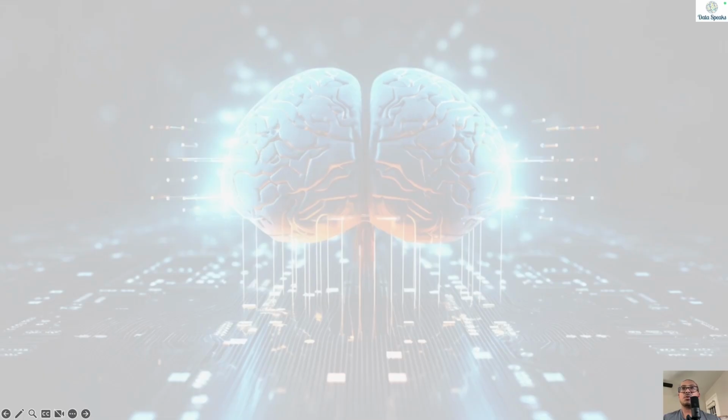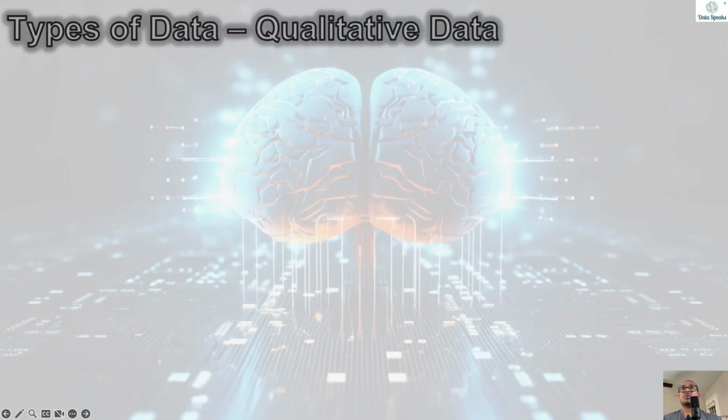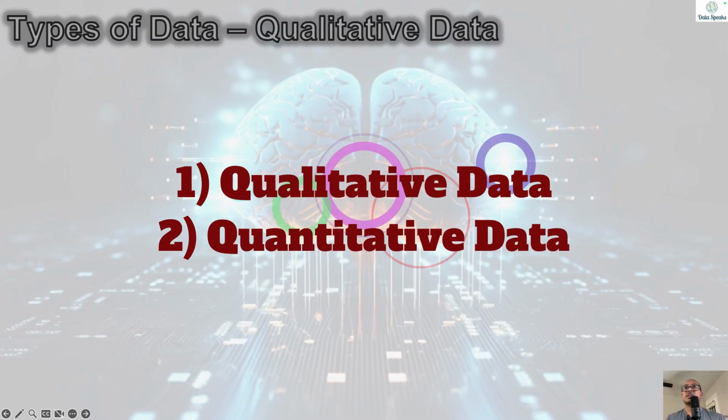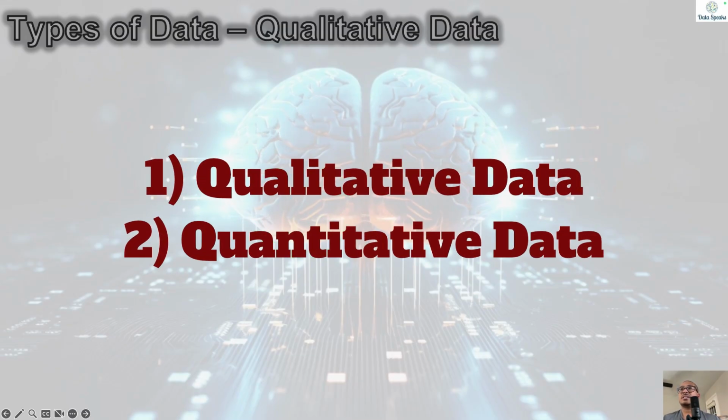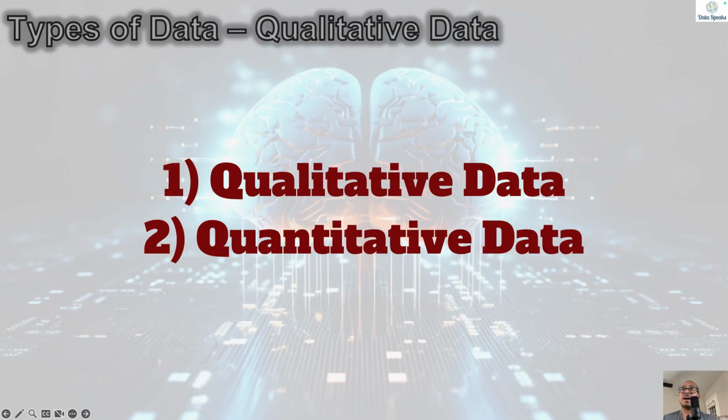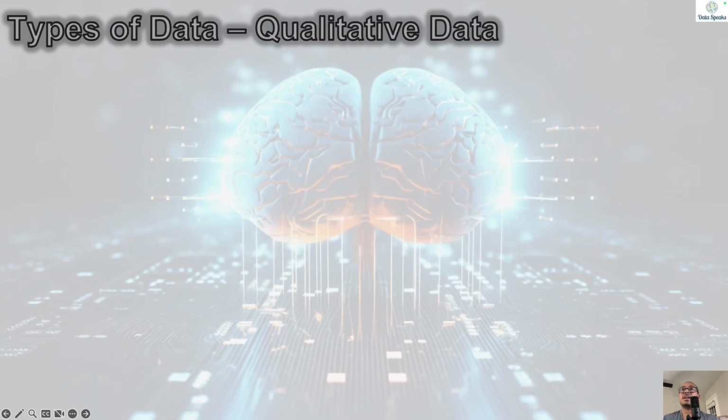Now, the very first thing we want to talk about on the types of data is qualitative data. There are two major types of data. One is qualitative data and the next is quantitative data. We are going to talk about quantitative data after this. Let's for now understand what qualitative data is.